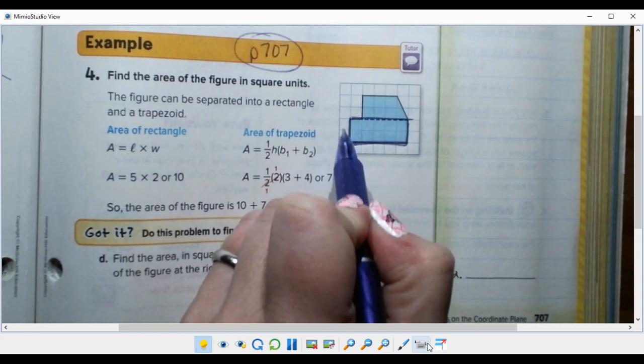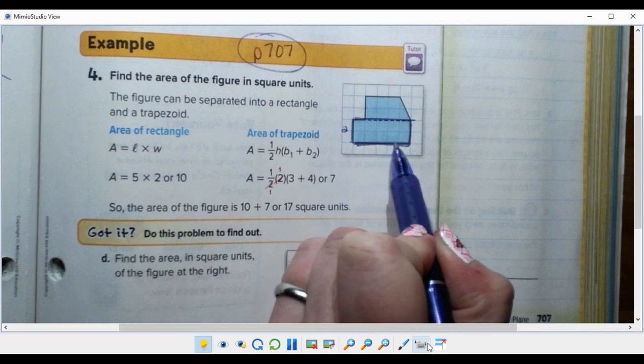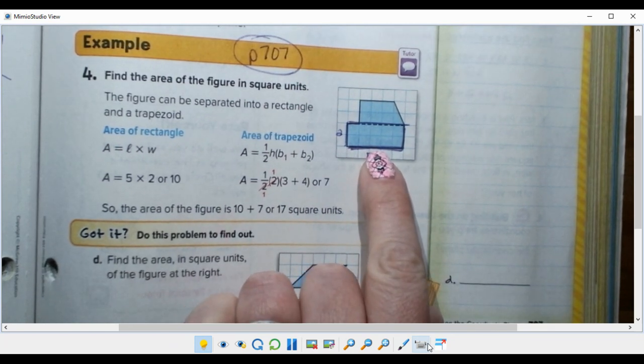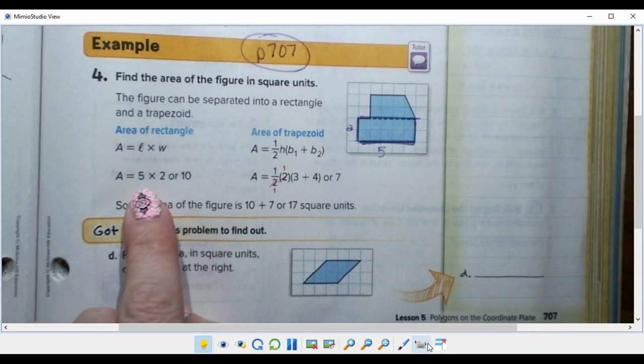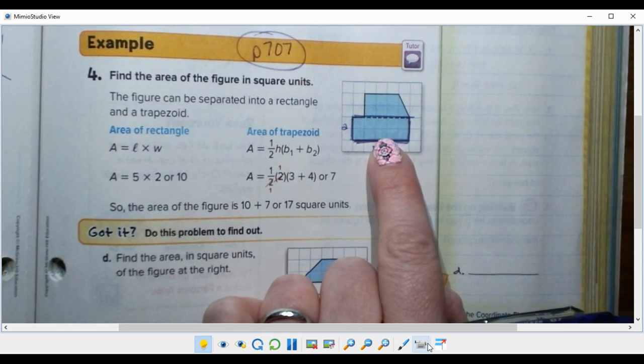So looking at this side, this looks like it's 2 high. And looking at my horizontal side here, it looks like it's 5 wide. So remember, the area for rectangles is length times width. So we can simply do 2 times 5 or 5 times 2. It doesn't matter. So that part takes up 10 square units.